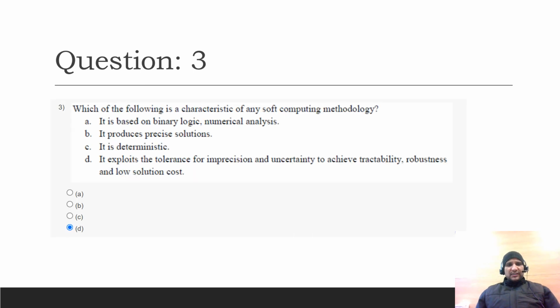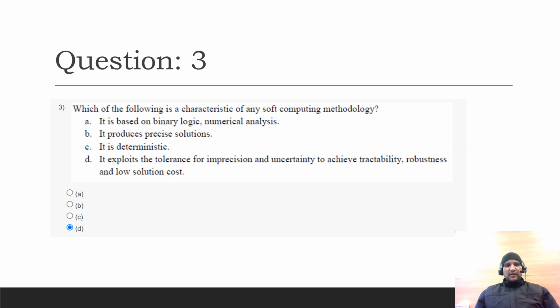Question 3, which of the following is a characteristic of any soft computing methodology? It is based on binary logic, numerical analysis? No, it is not based upon binary logic. It produces a precise solution? No. It produces uncertain type solutions where uncertainty is available, and so it gives an imprecise solution. It is deterministic? It is not deterministic. So finally, the correct answer is D.